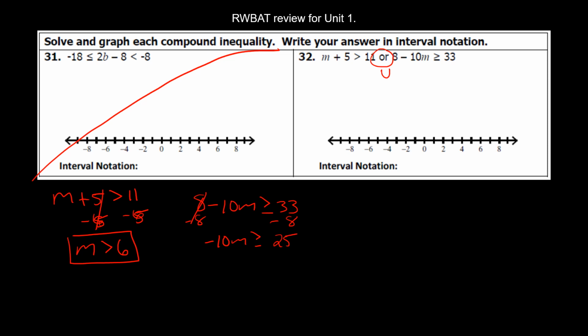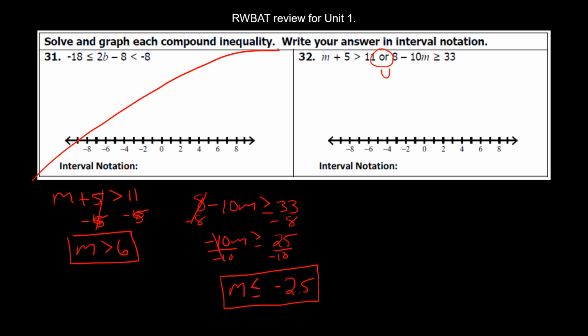Okay. We'll divide both sides by negative 10. This simplifies out. We've got m, 25 divided by negative 10. If we put that on the calculator or do it by hand, you'll get negative 2.5. Now we divided here by a negative number, so you need to remember your inequality sign will change. So this is important here. So let's graph this and then we'll go over the interval notation.